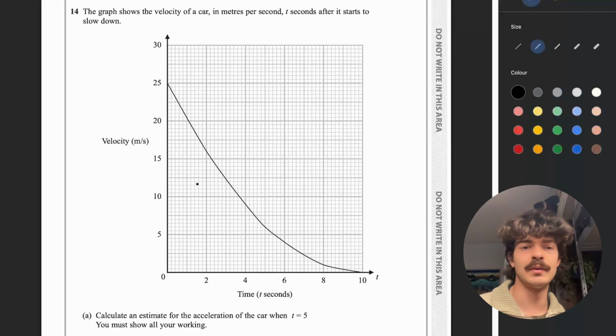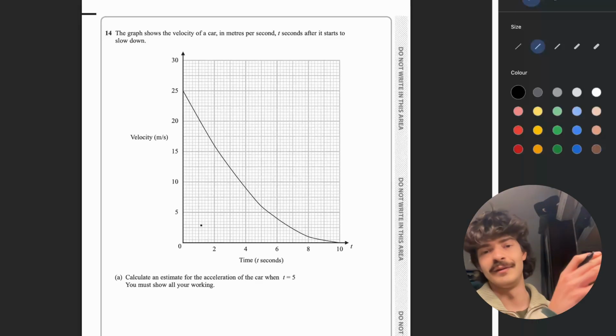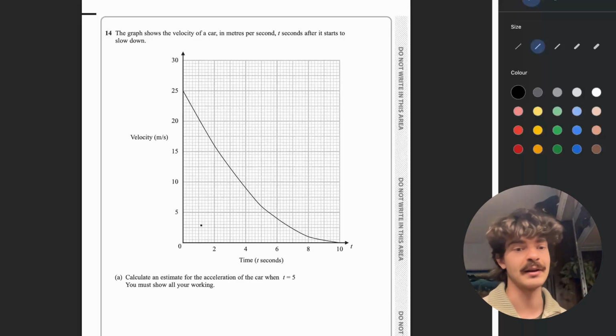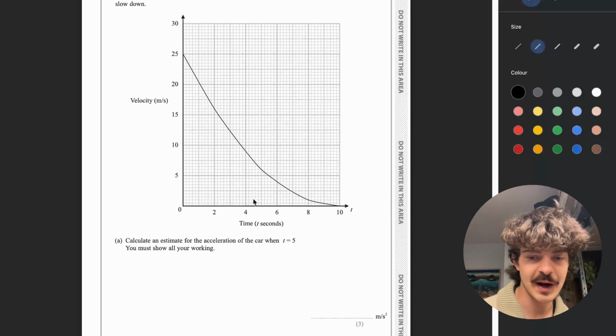Okay, on to question 14. The graph shows the velocity of a car in meters per second, t seconds after it starts to slow down. Okay, so we're starting at a high velocity and it's slowing down to no velocity, it's braking. Calculate an estimate for the acceleration of the car when t is equal to 5. You must show all your workings.